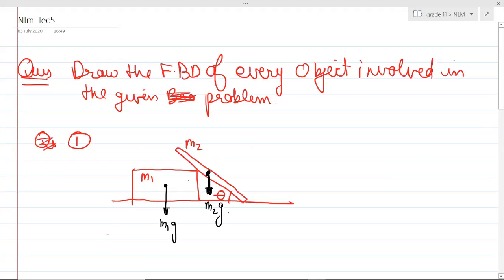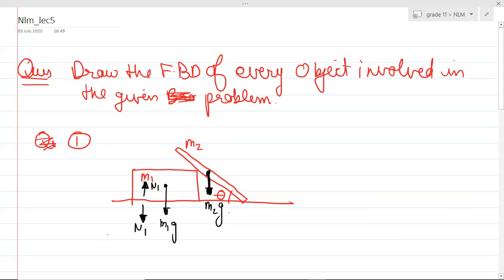Now after that, what to do? How many contact points are there? Can you see M1 is in contact with ground? So basically there will be some normal reaction on this M1 from the ground and the same normal reaction on the ground due to the block. Yes or no? So can you see one normal reaction N1 acting on this thing?